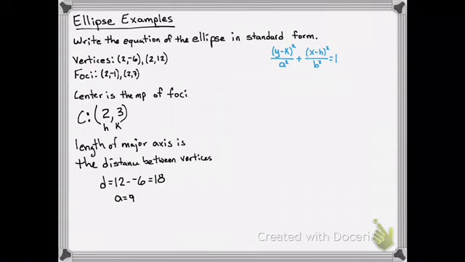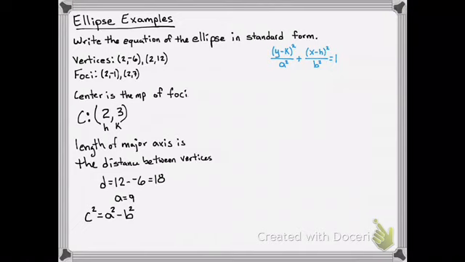Cool. So now I've got A, I've got H, I've got K. All I need to do is figure out B. B is half the length of the minor axis. I don't have any information about the minor axis, but we do have one other piece of information that we can use: the fact that C squared is equal to A squared minus B squared. Now, A is half the length of the major axis. B, which is what I'm trying to find, is half the length of the minor axis.